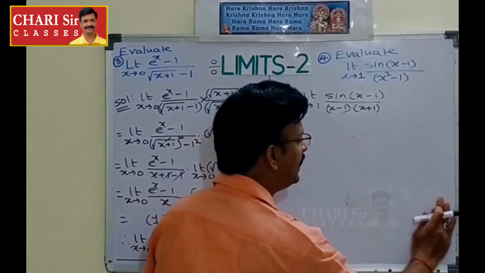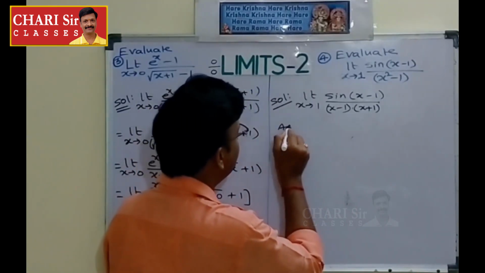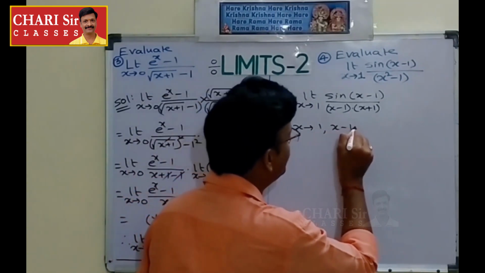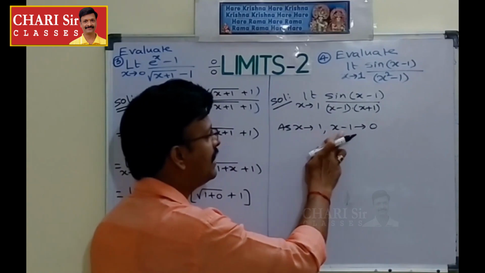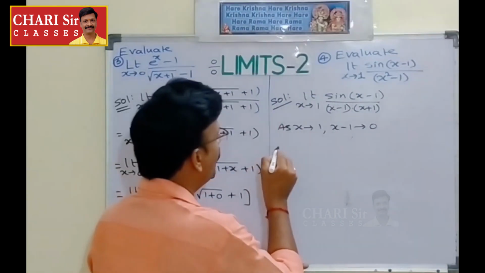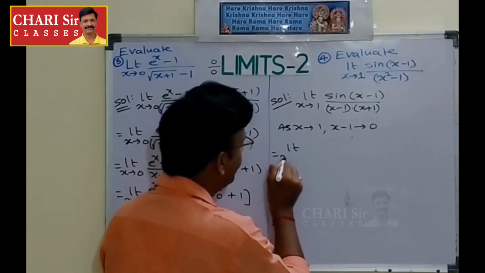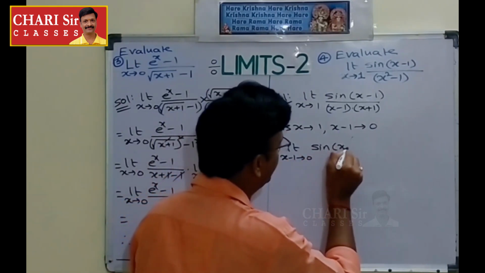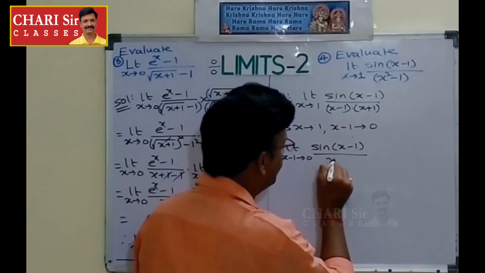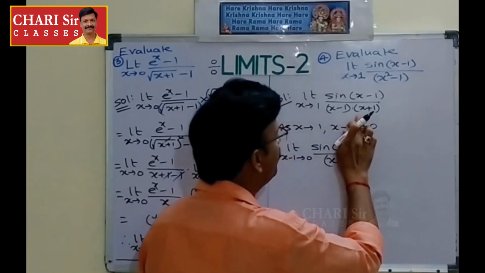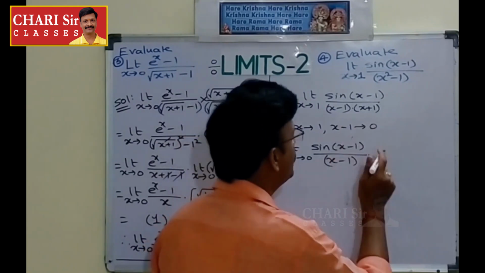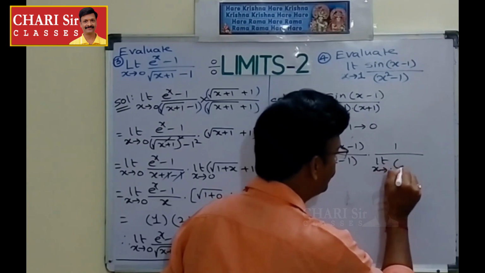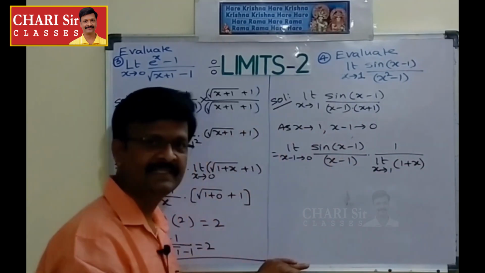So here we can also write that as x is tending to 1, x minus 1 tends to 0. So now what we write here? Limit x minus 1 tends to 0 of sine of (x minus 1) by (x minus 1), into this denominator value is there here, x plus 1. So what you need to do? 1 by limit x tends to 1 of (1 plus x). That is as it is.